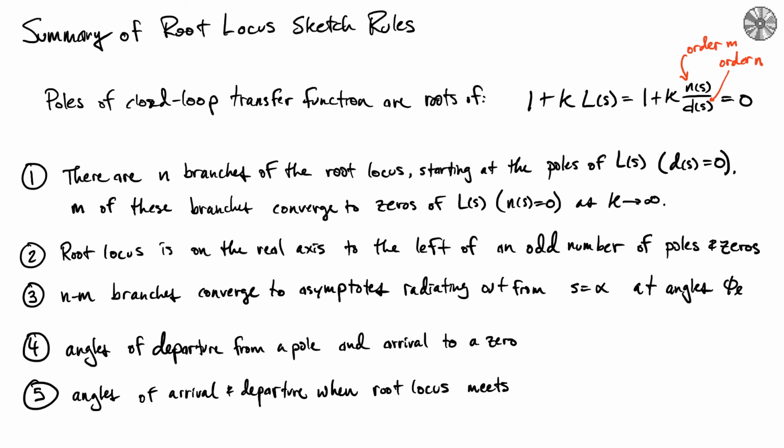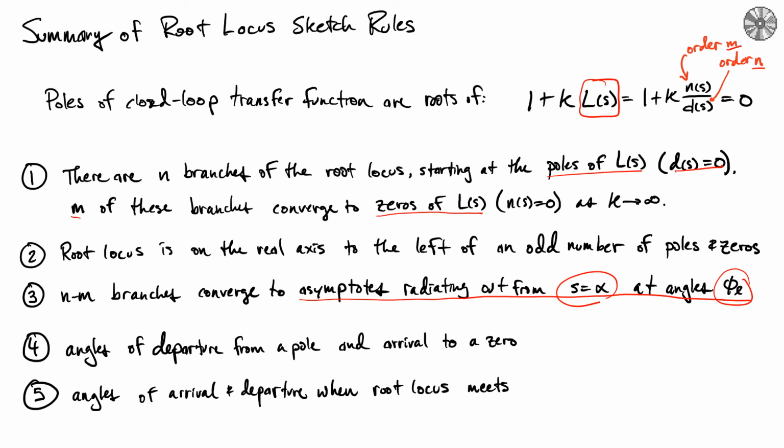Finally, just to summarize, these are the different steps that you should use as you approach a root locus. Based on the loop transfer function that you're given, with m zeros and n poles, the n branches of the root locus start at the poles of L(s), the roots of the denominator, and m of these converge to the zeros of L(s). And m is always going to be less than n. The remaining branches are then going to converge to asymptotes. We can compute those asymptotes radiating out of a point alpha, which is going to be on the real axis, and at angles phi_L.